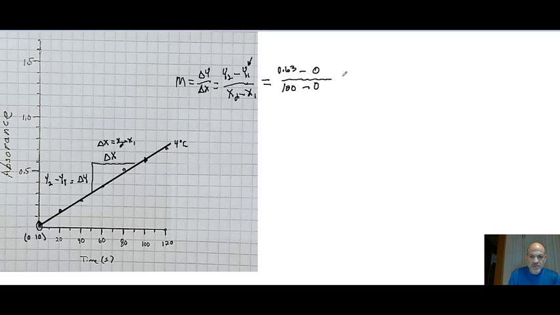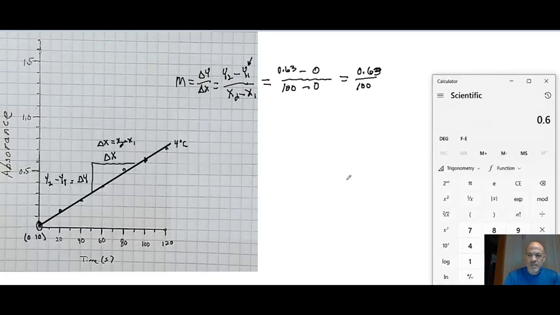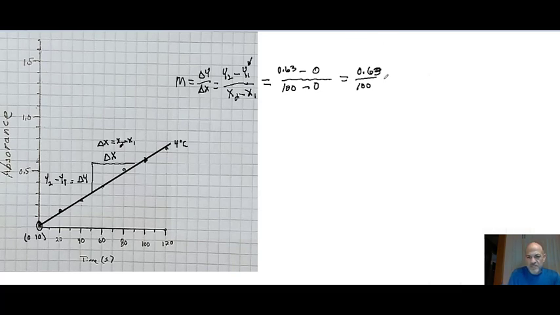So this is very simple, because when you subtract by 0, you're not subtracting anything. So this is going to be 0.63, and this is going to be over 100. And then we got to do the calculations. 0.63 divided by 100 gives me a pretty small value. If I divide by 100, just move the decimal place to the left. So I get 0.0063.